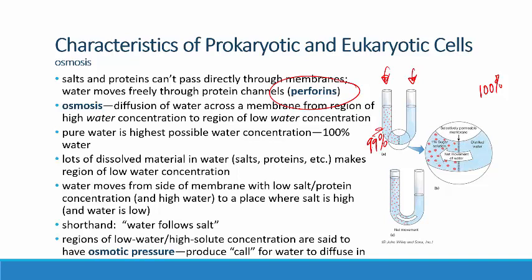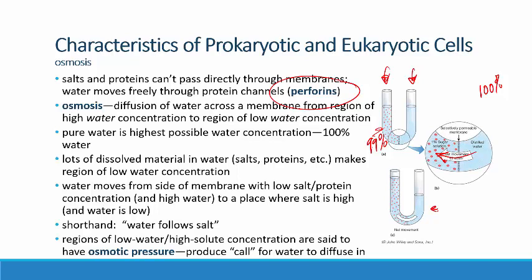So if water can move through the membrane, and we know it can because of these aquaporins, then water on the distilled water side of our tube is going to flow toward the sugary side of the tube. What we'll see is that there's a net movement of water from the region of high water concentration, the distilled water side, to the region of low water concentration, where the sugars are. And that will continue until they both equal out, until there's an equal amount of water on both sides.